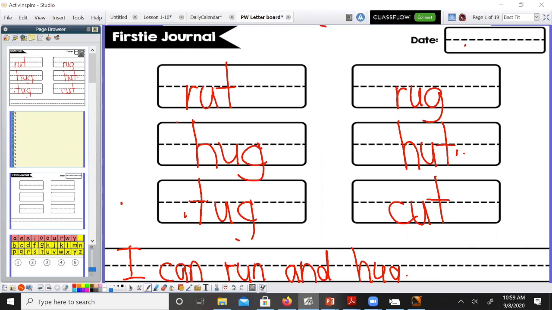Let's go ahead and read this together, okay? Point to the words as we read. Ready? I can run and hug.